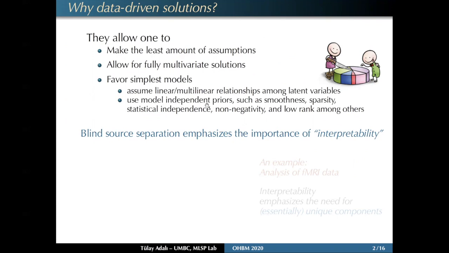And other priors, model-independent priors like smoothness, sparsity, independence, we can incorporate in addition. Now, blind source separation is a big umbrella of data-driven solutions, and inherently it emphasizes interpretability. Because in blind source separation, we start with a linear mixing assumption. So we have a generative model.